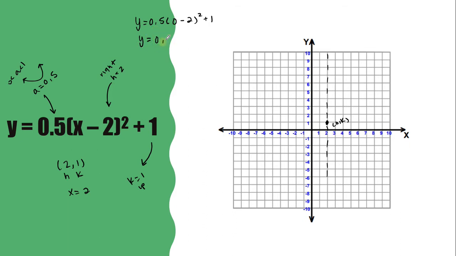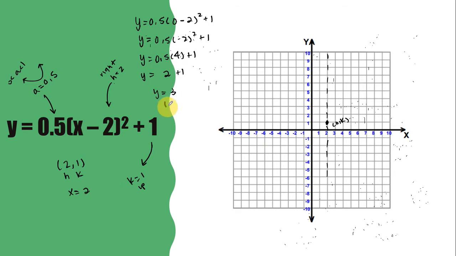So anyway, 0 minus 2 is -2. Squared plus 1. PEMDAS, I'm still doing what's in parentheses and exponents. -2 squared is positive 4, so 0.5 times 4 plus 1. 0.5 times 4 is 2, so 2 plus 1 will give me 3. So I know I have a y-intercept at (0, 3). So I know I have another point here.